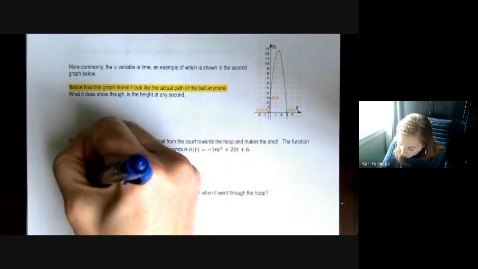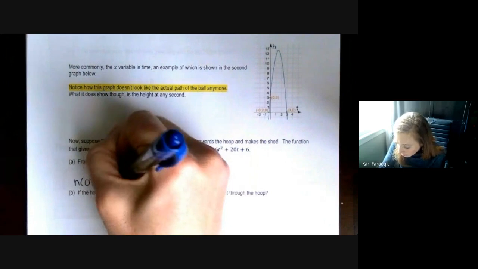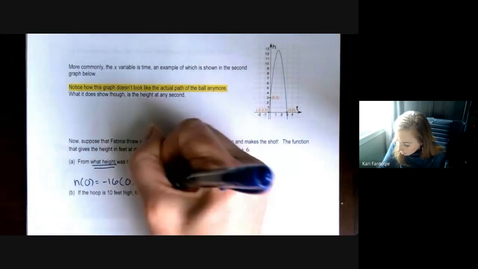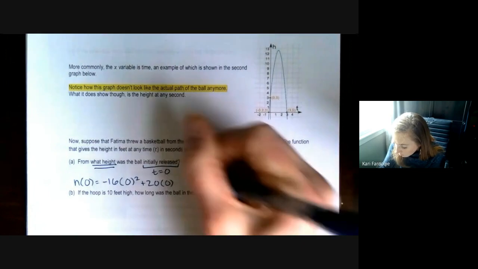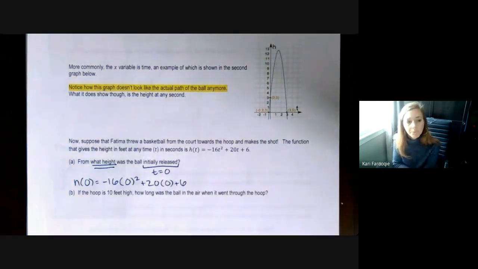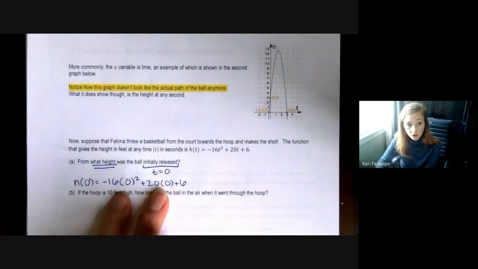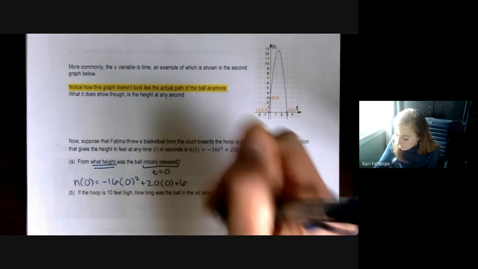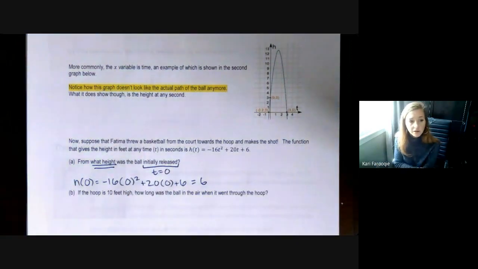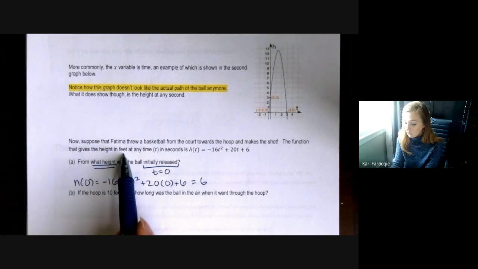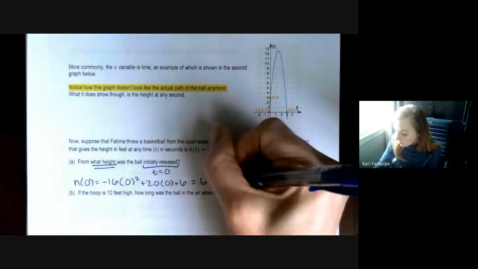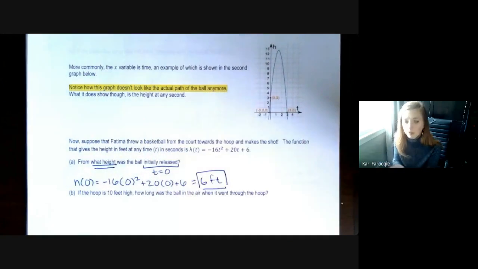So we're going to say that h of 0 is negative 16 times 0 squared plus 20 times 0 plus 6. And both of these two terms are going to zero out because they're getting multiplied by 0, and that leaves you with 6. And you don't put a box around it and move on yet because 6 is not an answer in an application problem. The question is, from what height was the ball initially released? You were already told that height is being measured in feet. So you're going to say that this is 6 feet. Now you can put a box around it.